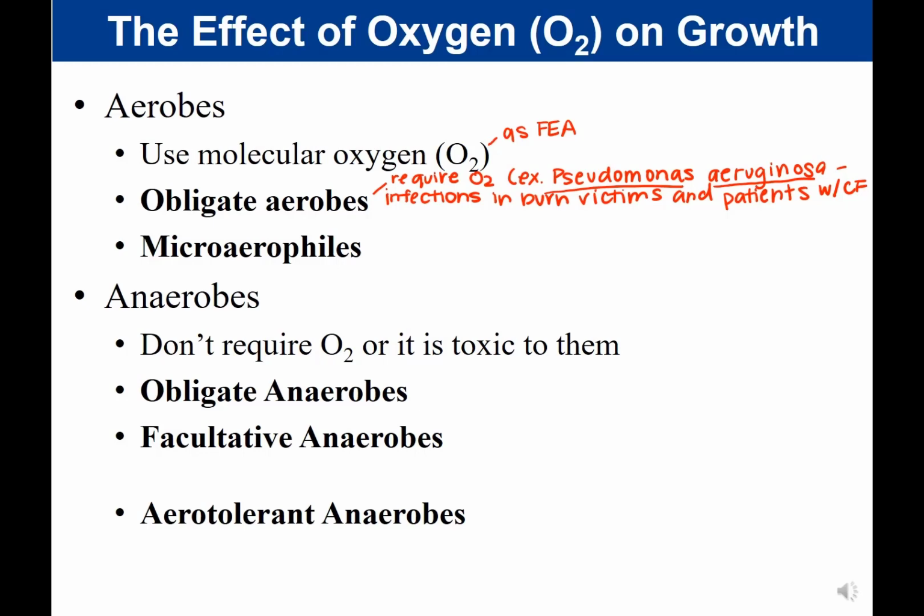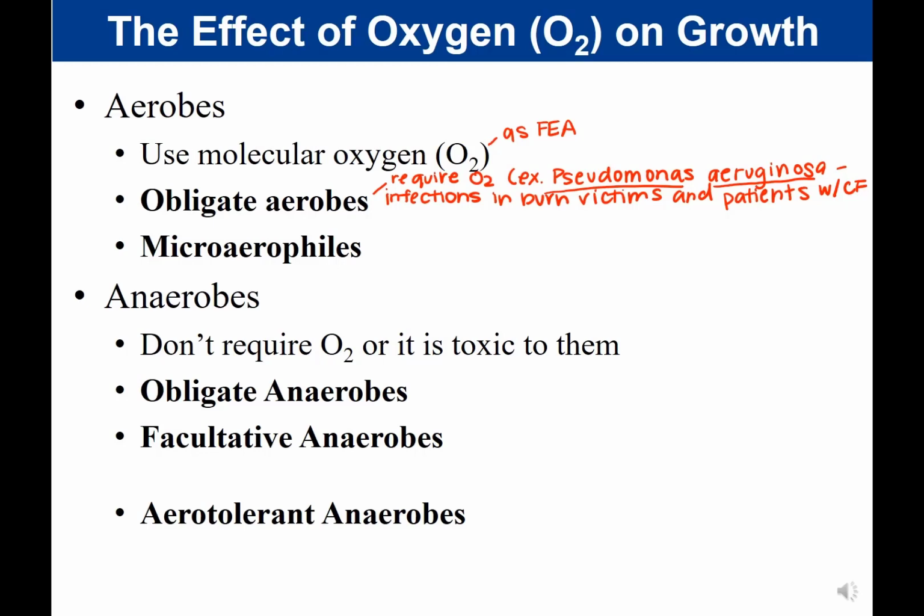And you might recall that Pseudomonas also produces a pigment called pyocyanin. Pyo again refers to pus, cyan refers to blue, which means that when this organism is growing in a wound, it causes the wound to appear to have blue pus. And so that is a hallmark of a Pseudomonas aeruginosa infection.